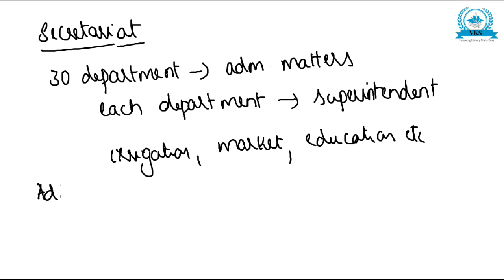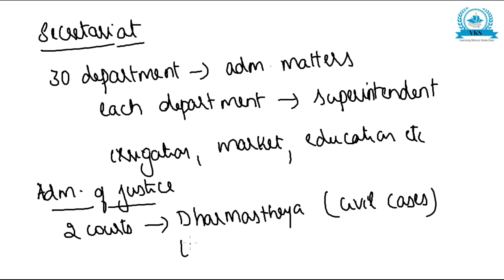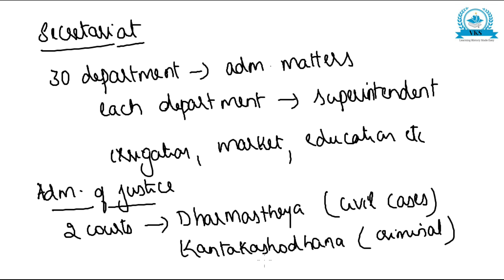Next we will see about the administration of justice. During the Mauryan period, there were two types of courts. The first type of court was Dharmastheya, which dealt with civil cases, and the second type was Kantakashodhana, which dealt with criminal cases.